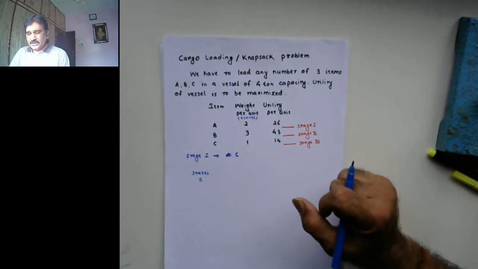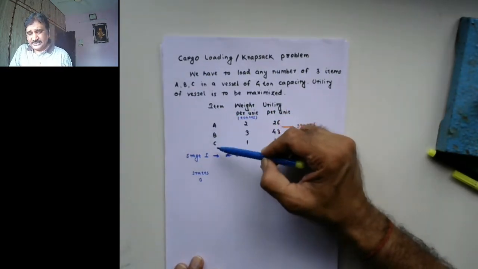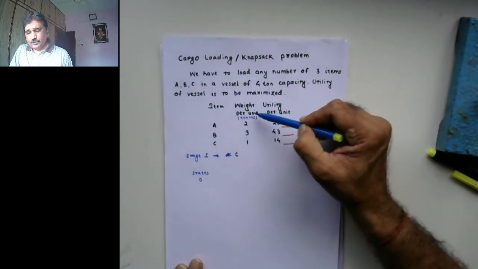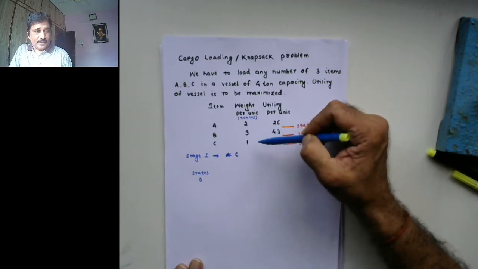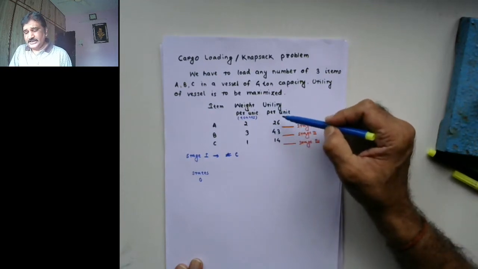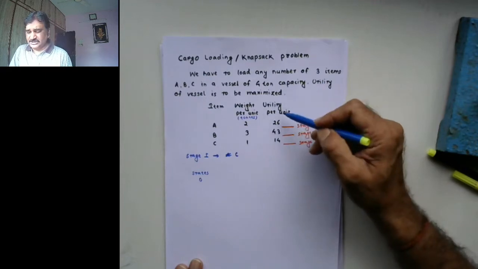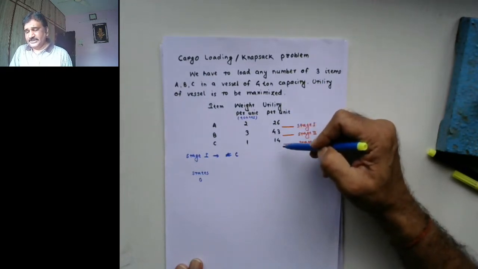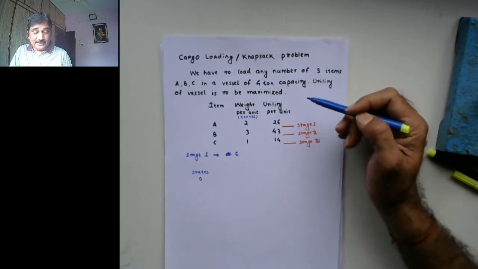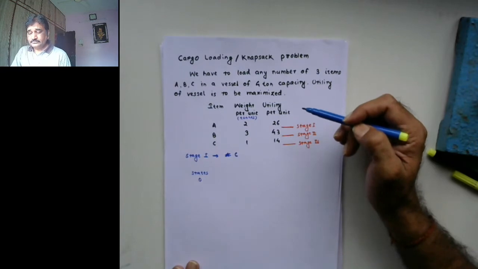So here the details of the items are given. There are three items A, B, C. The weight per unit in tons is given to you, respectively 2, 3, and 1. And the utility per unit, or profit per unit, or something to be maximized, is given to you here. That is 26, 43, and 40 utility value for items A, B, and C respectively.